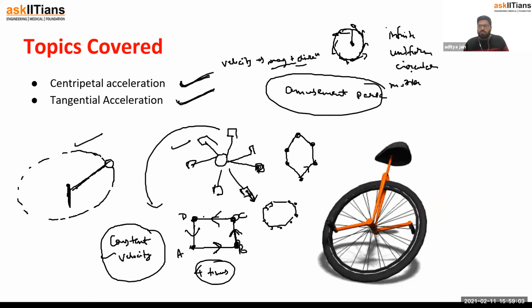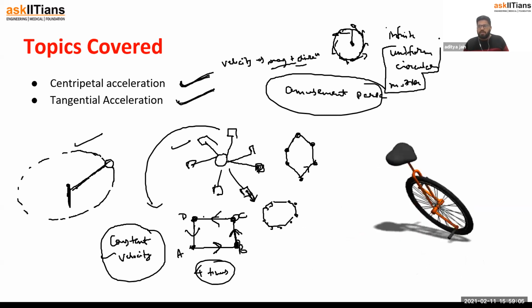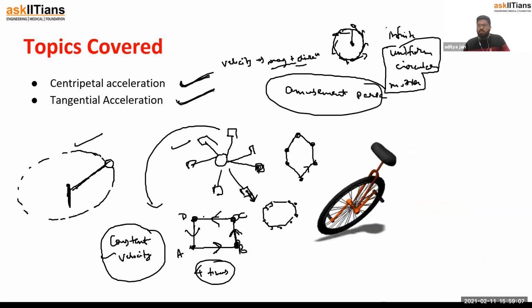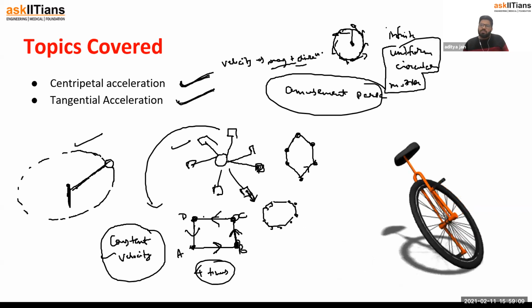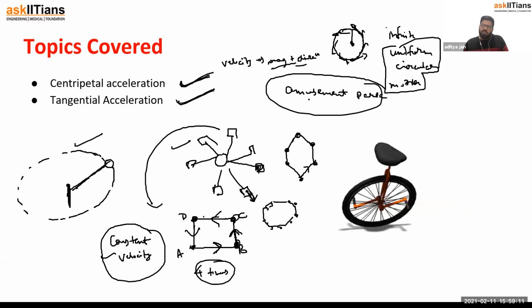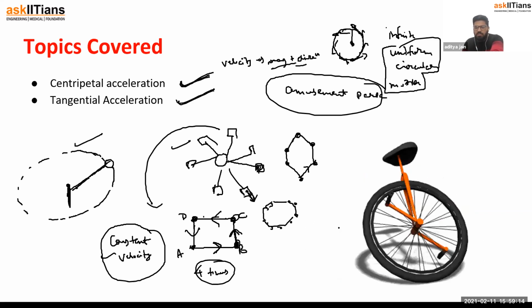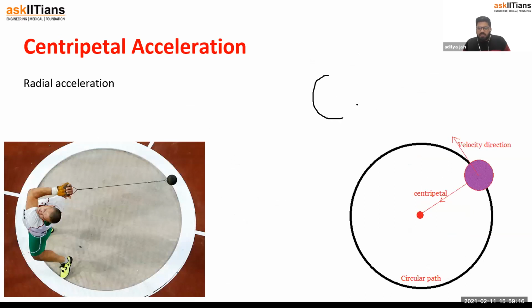So in uniform circular motion, speed is constant. That is known as uniform circular motion. If you observe a circle like this, at every point the direction of velocity is tangential, and it is continuously changing. So although the magnitude of velocity is not changing in circular motion, the direction is constantly changing.